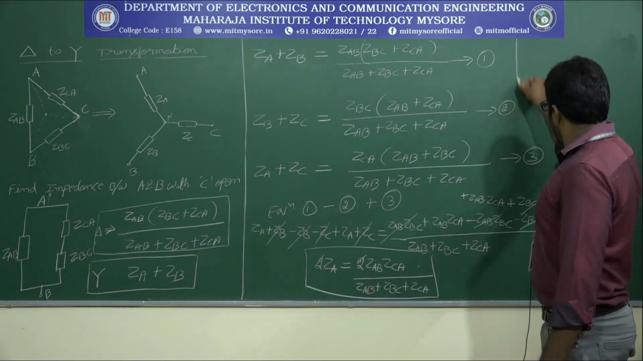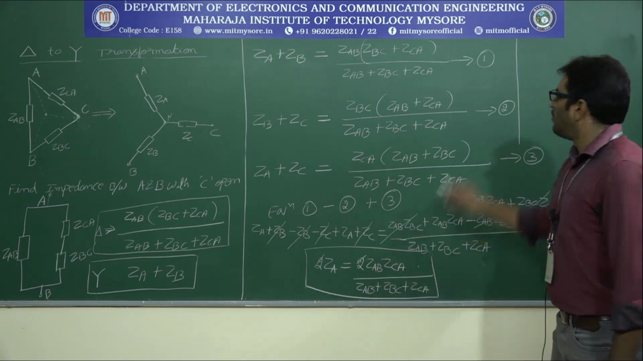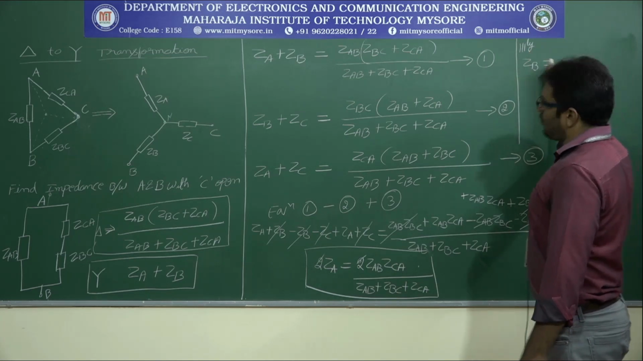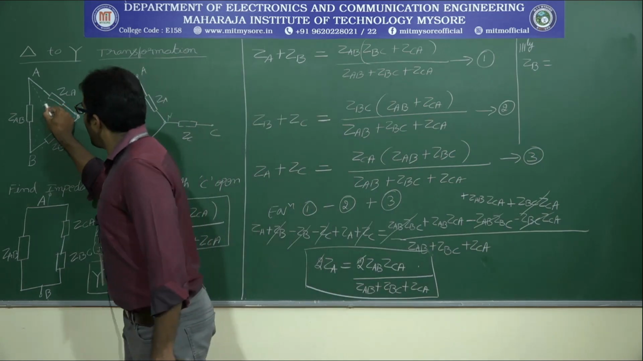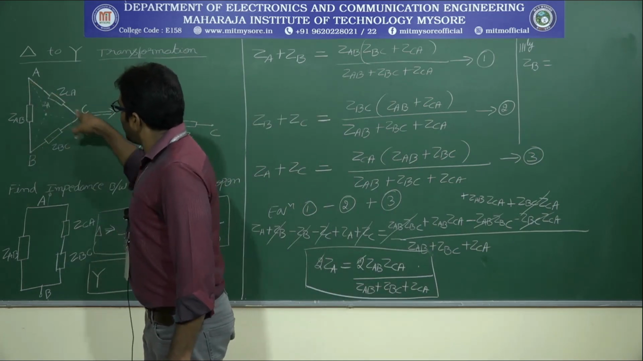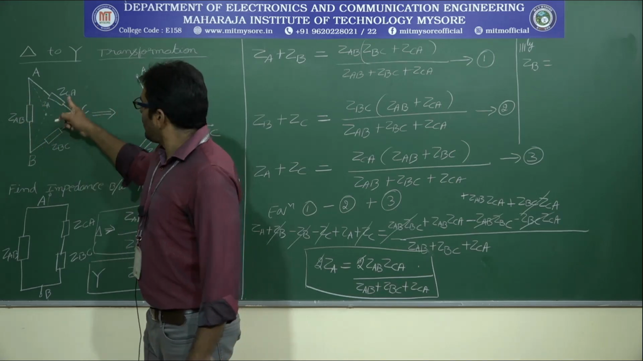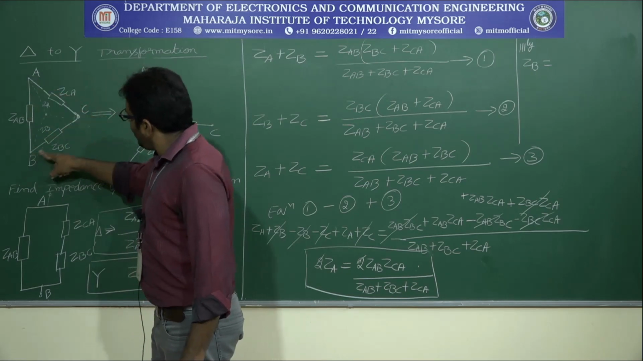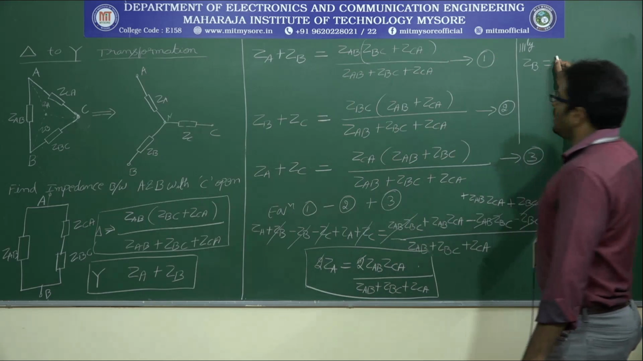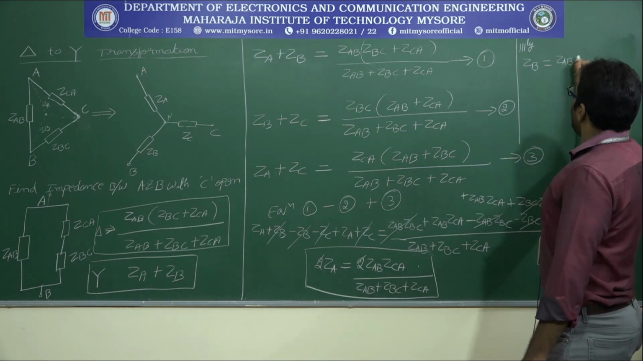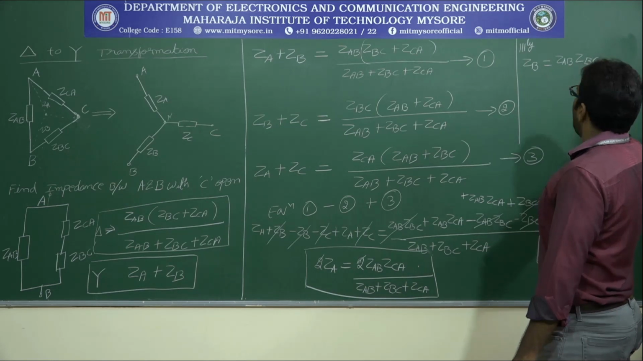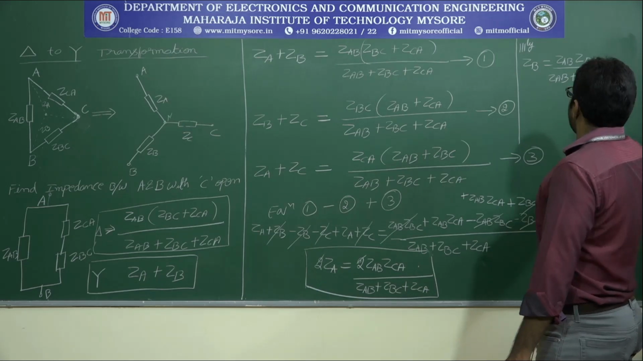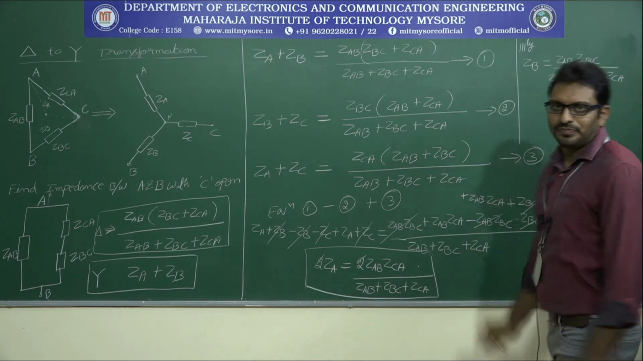Okay, so similarly, directly I am writing for ZA, this is the formula. Similarly, to find out ZB, what is this? ZB is equal to ZAB into ZBC whole divided by ZAB plus ZBC plus ZCA.